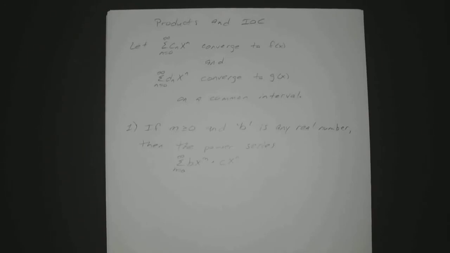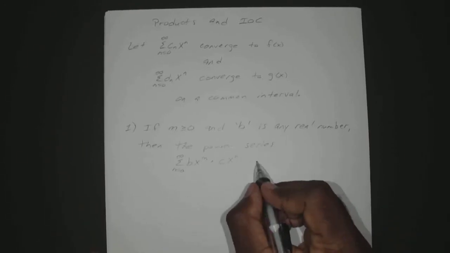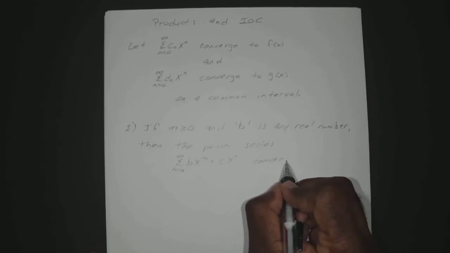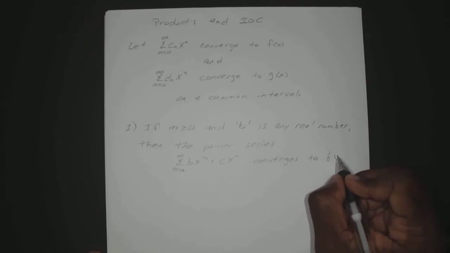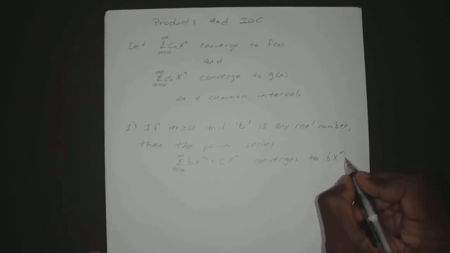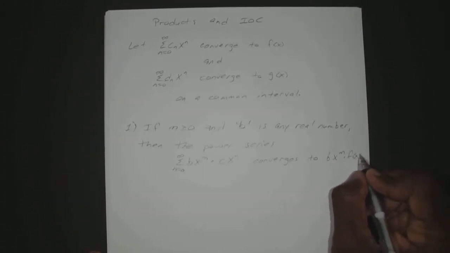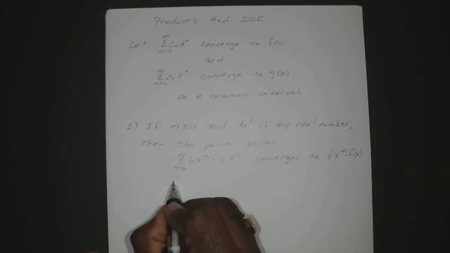Okay, so that product converges to b times x to the m power times f of x on the common interval.